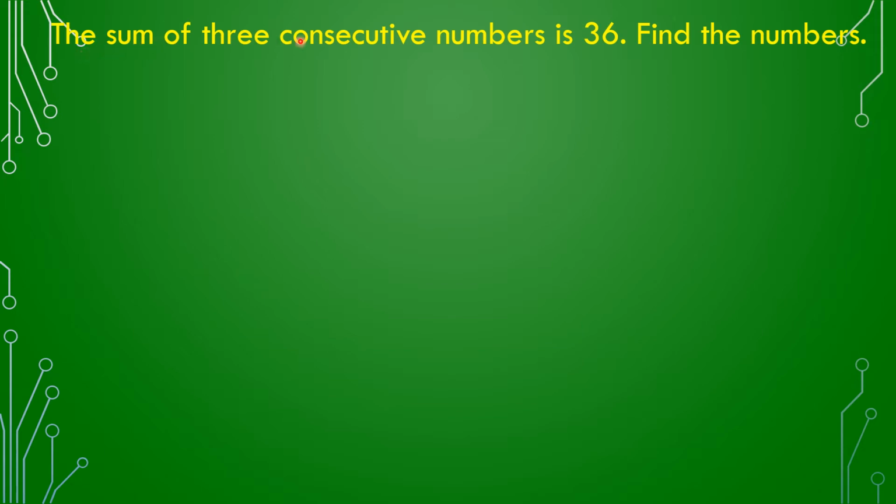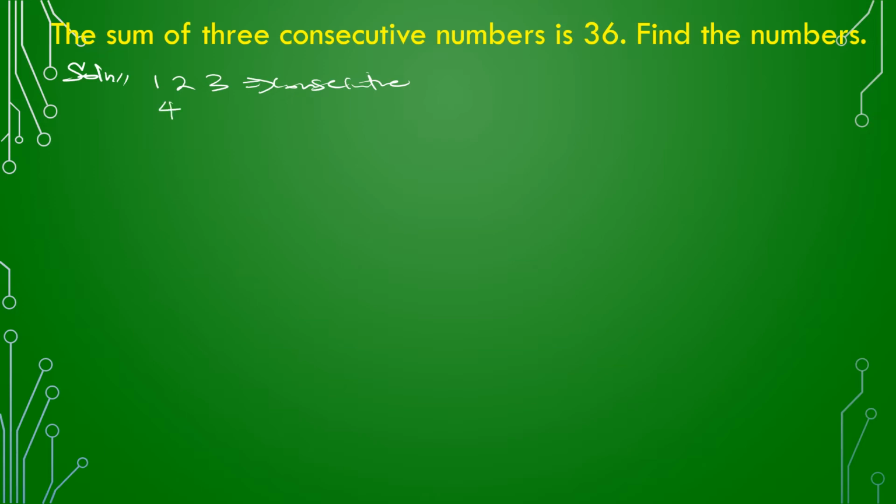It says the sum of 3 consecutive numbers is 36. Find the numbers. Now we say solution. From the 4 points, first of all, what is consecutive? Consecutive simply means the numbers are back to back to each other. If we say 1, 2, 3, they are consecutive. Why? They are back to back. There is nothing in between them.